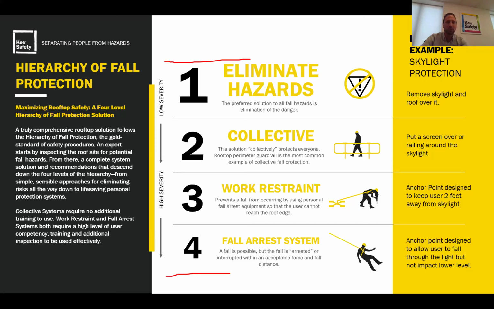This is an adapted version of the hierarchy of controls that we've applied to fall protection. Number one, the best solution is to eliminate the hazard completely, right? Here's our rooftop example on this side. So if I'm talking about skylight fall protection, roof over the skylight. You can't fall through a skylight that's not there.